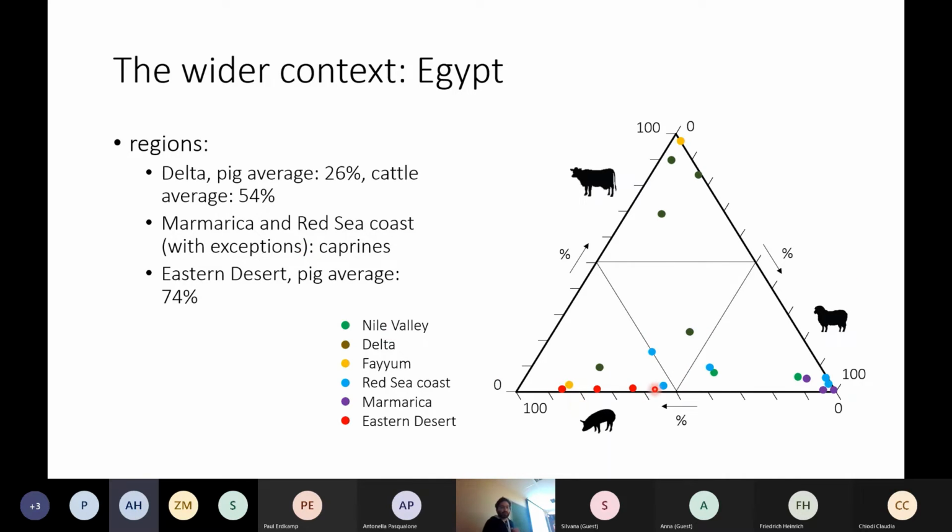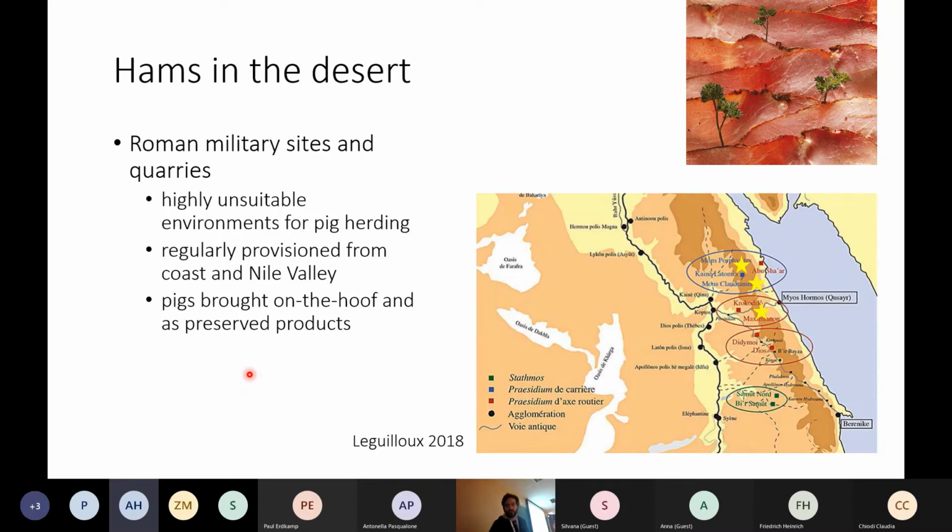And there is a very contrasting trend for the Eastern Desert, which seems to go against everything we have said so far, which is the fact that pig is present in very high quantities, 74% average. So what was going on here? Obviously this area would have been quite unsuited to any sort of animal husbandry apart from caprines, and certainly for pig herding.